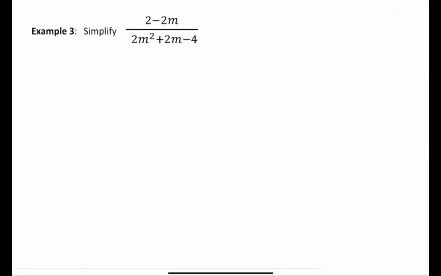Okay, now moving on to example 3 here. We're going to factor the numerator and denominator as much as possible. And is there a GCF here? Yes. We can factor out 2 out of the numerator there. So when you factor out a 2, you're left with 1 minus m.